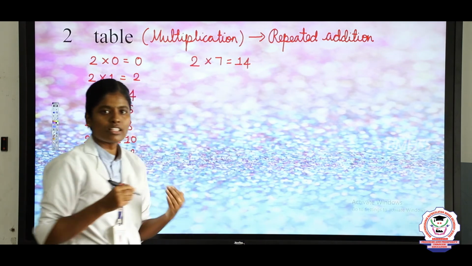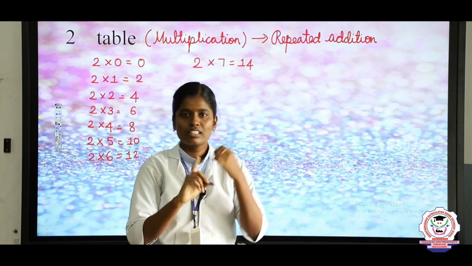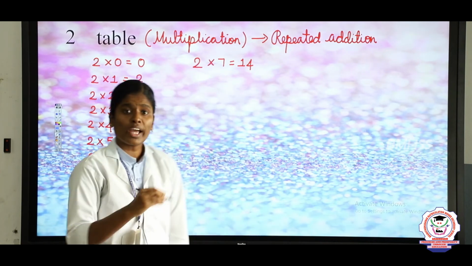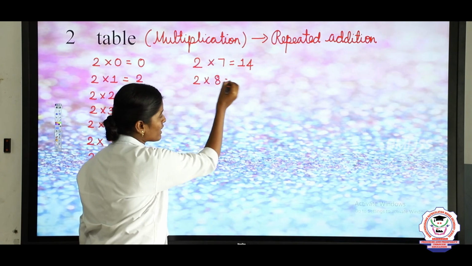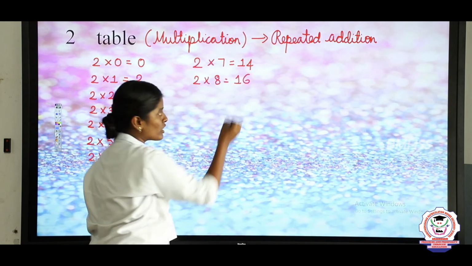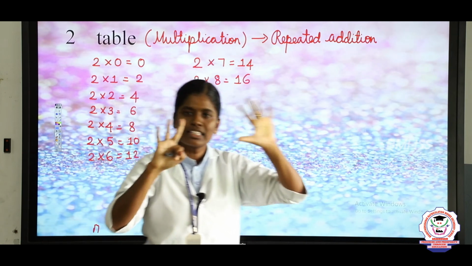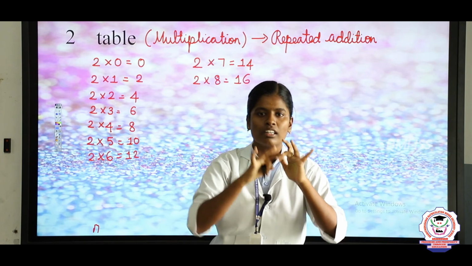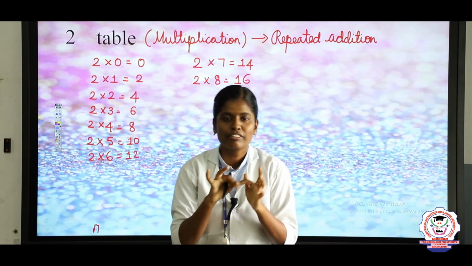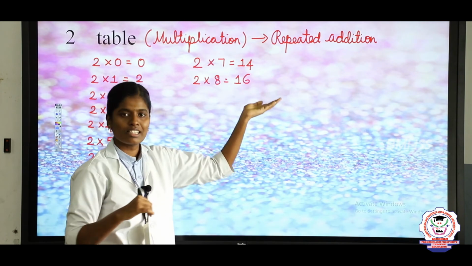The next one is 8, after 7. 2 eights are 16. That is 2 times of 8. Keep 8 in the mind, 8 in the finger. So the answer is 9, 10, 11, 12, 13, 14, 15, 16. So 2 times of 8, the answer is 16.